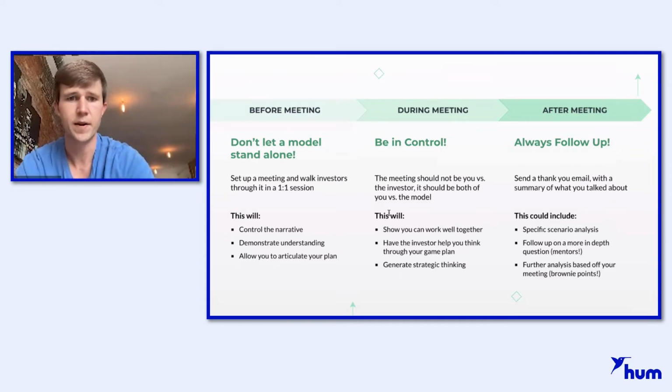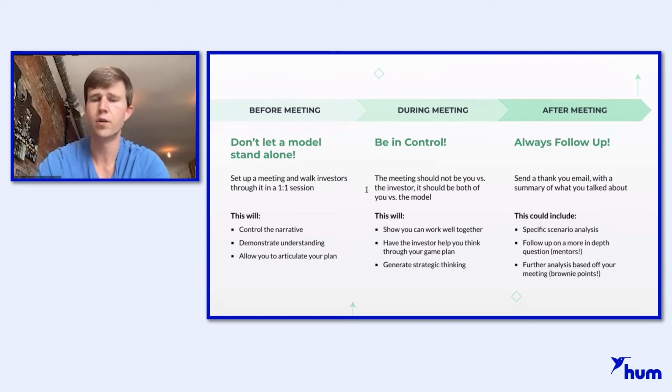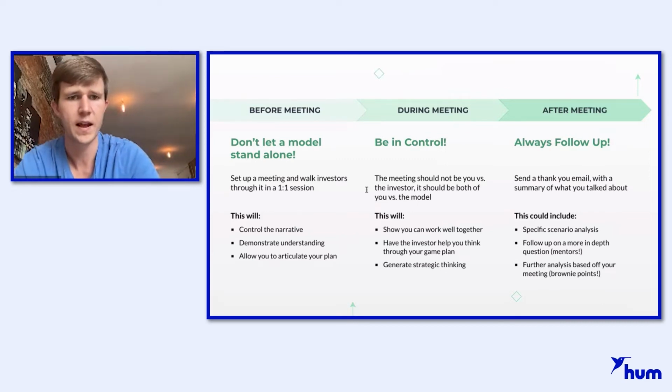If they have different opinions, you can model them out in real time. You can run different scenarios. You can also ask about their opinion, show that you value their input and their experience. And remember, it's a working session. So you're also showing the investor how well you can work together.